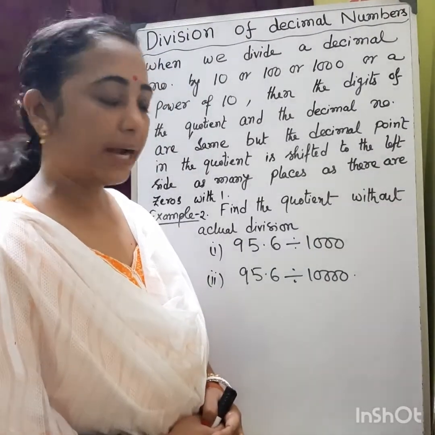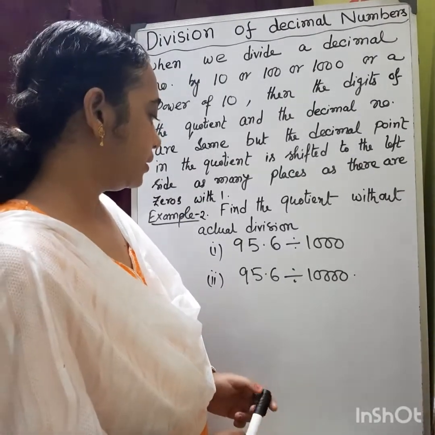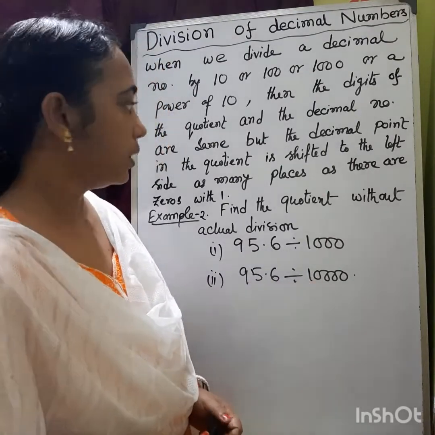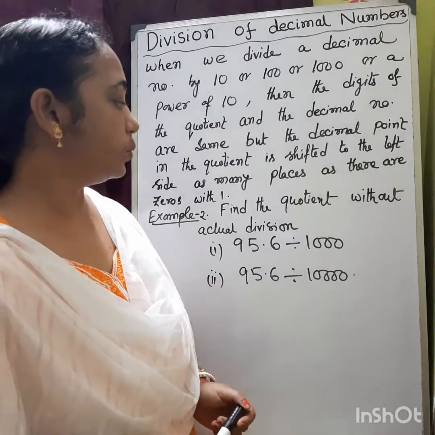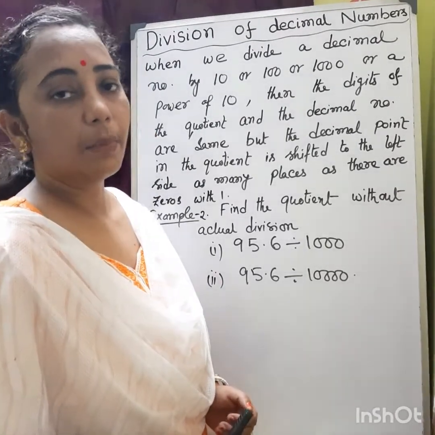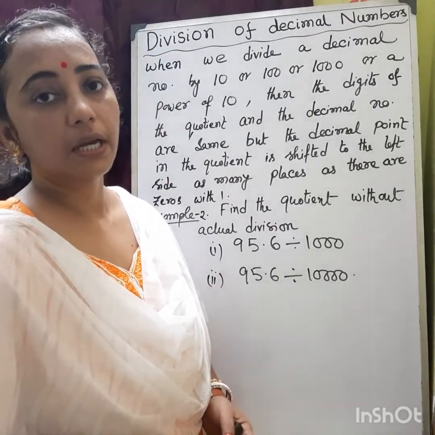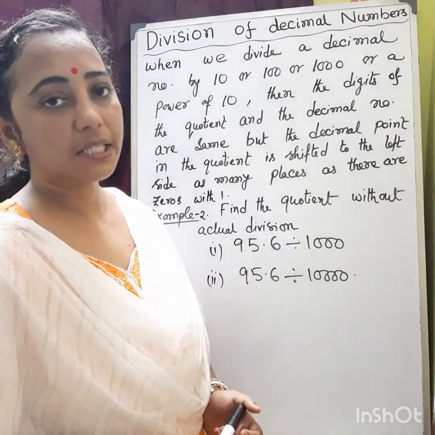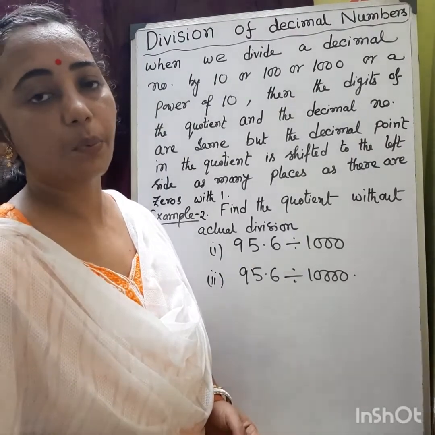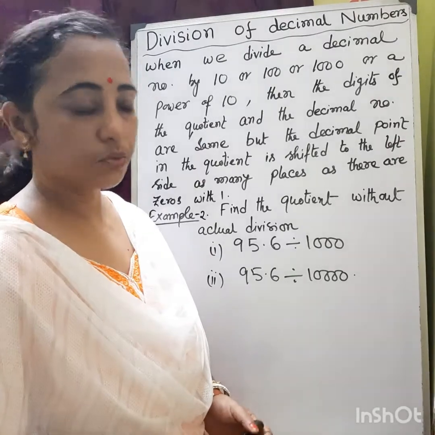Now let us do another question: find the quotient without actual division. The first question is 95.6 divided by 1000. Here we will directly use the rule that when we divide a decimal number by a power of 10, that is here 1000, we get the quotient. The digits in the quotient and the decimal number are the same, but in the quotient we shift the decimal point to the left as many places as there are zeros with 1.